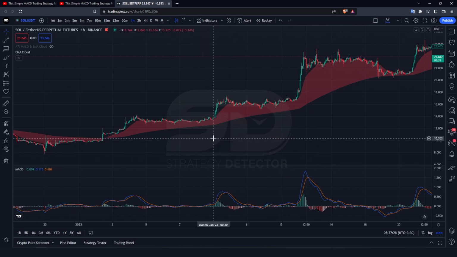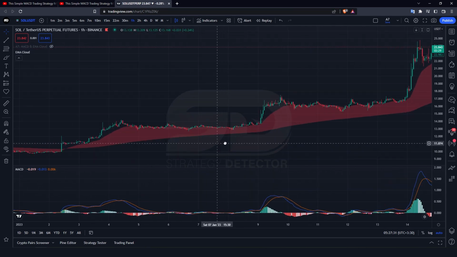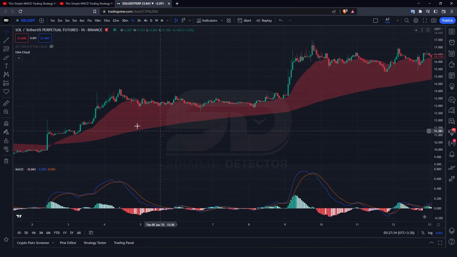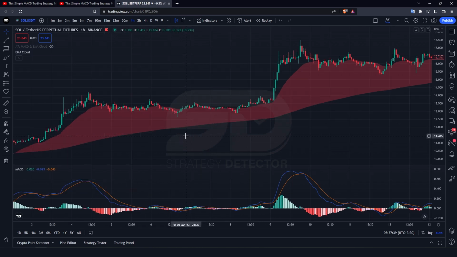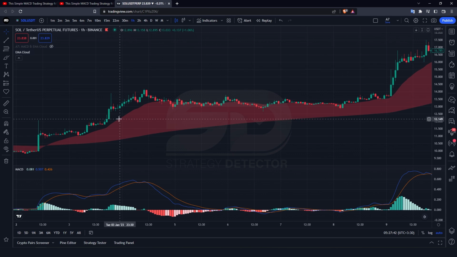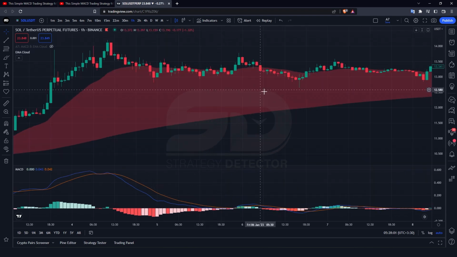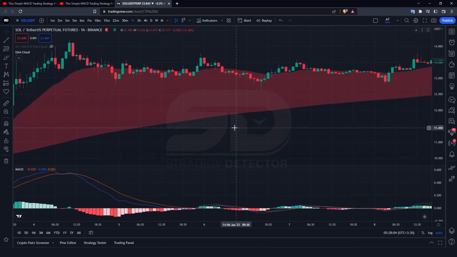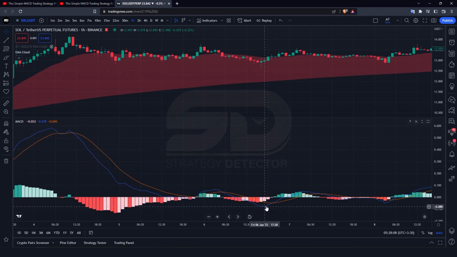Okay, now let's see what the entry conditions are in this strategy. First, we need our fast EMA to be above the slow EMA. It means that we have an uptrend. So this is our first condition. And our second condition is for the candle to close above the cloud, above this red cloud here. The next condition is having a crossover between the MACD line and the signal line. And this cross needs to be below the 0 line. If we consider this line as the 0 line, our cross needs to be below this line.